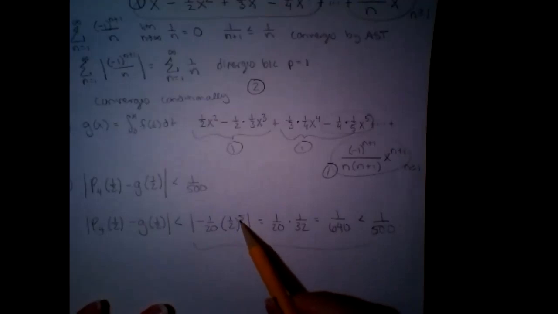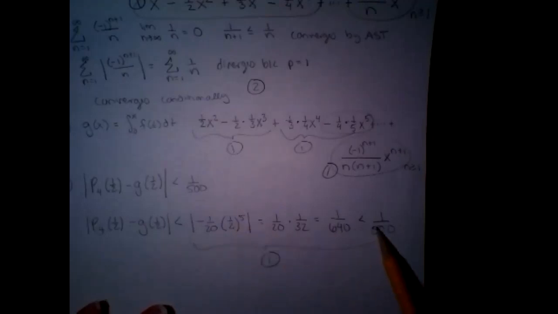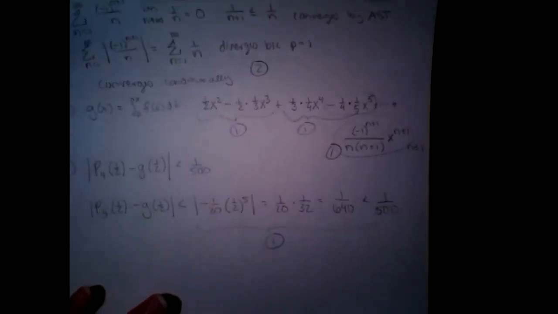And then this was only worth 1 point because you just had to get the term that had the 5th power and then plug in a half and just show that it was less than 1/500. So that was only worth 1.